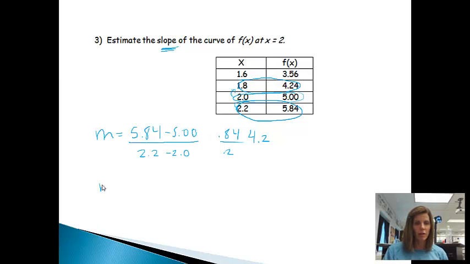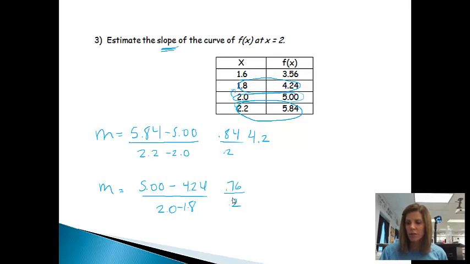And let's just see how close that would have gotten me to the answer. This time I would have done 5.00 for my y2 minus 4.24 for my y1, and then 2.0 minus 1.8. That gives me 0.76, and it's going to be over 0.2, so when I do 0.76 divided by 0.2, I get 3.8. So notice both of them are around each other, so that just estimates the slope of the curve at that point by just estimating things around it. So both of those answers would actually be right. I could also have done the 2 points, 1.8 and 2.2, because 2 is between those two.